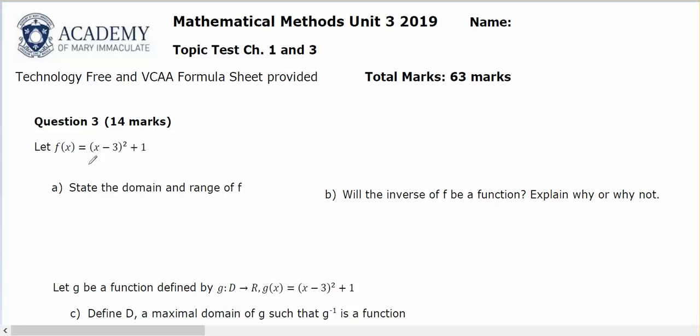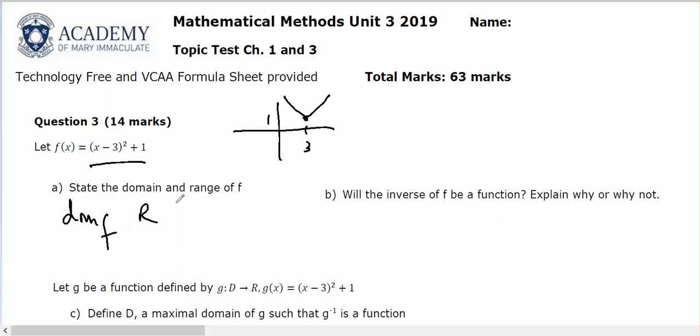So we've got this parabola, which has a turning point at (3, 1), and looks something like this. So the domain of f is all real numbers because there's no restriction, and the range of f will be 1 to infinity because the turning point is up at y equals 1 and then goes up higher.